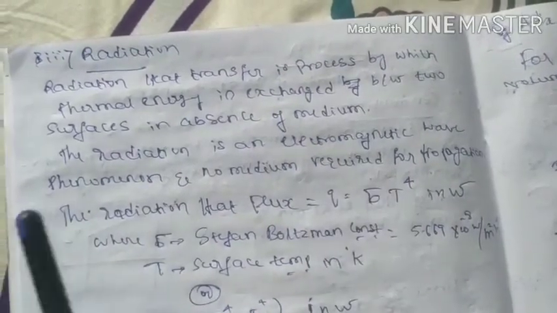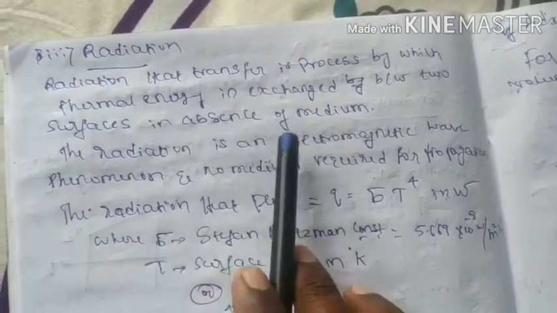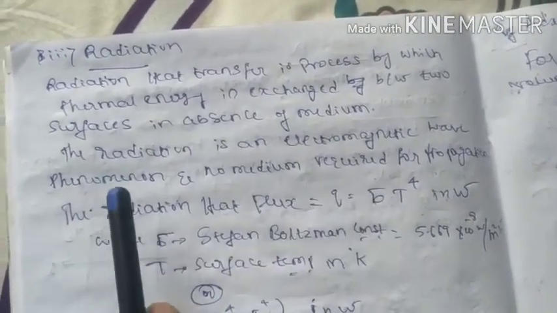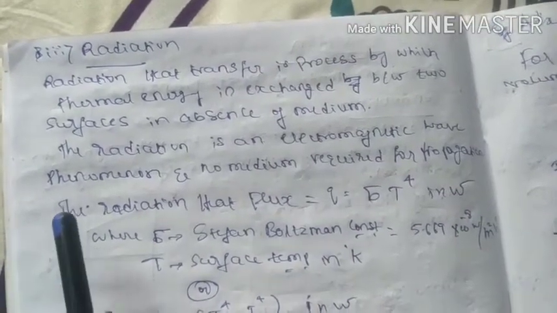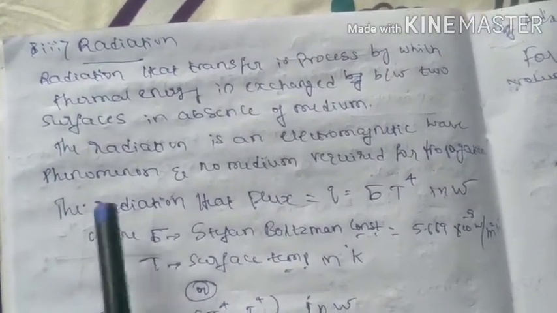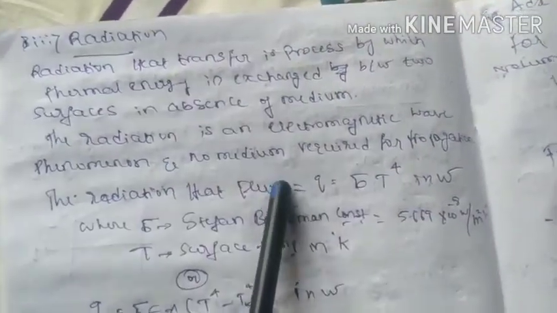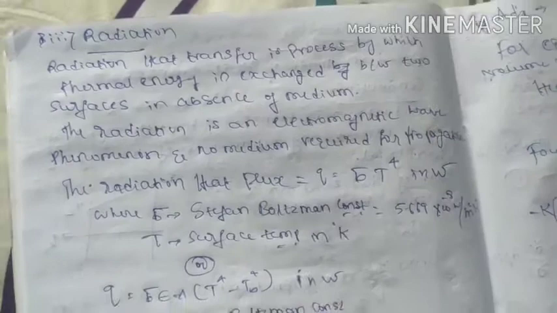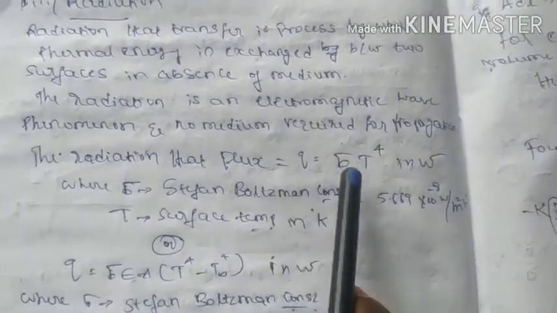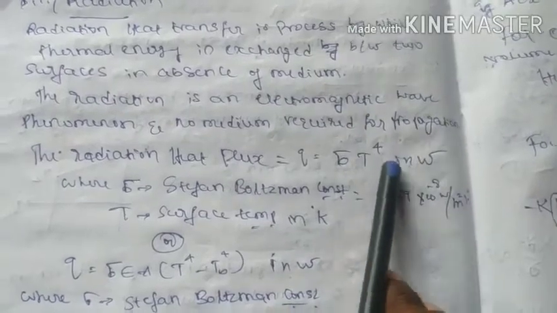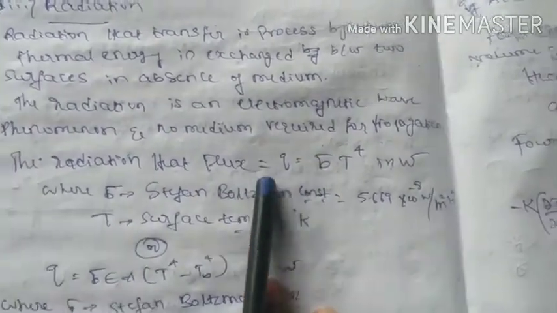There is no direct medium here. So through the help of electromagnetic waves, a heat transfer takes place that is known as radiation. Therefore, how much radiation of energy takes place? To calculate that, we are going to use the Stefan-Boltzmann equation, that is Q is equal to sigma into T to the power of 4 in watt, where sigma is known as the Stefan-Boltzmann constant.